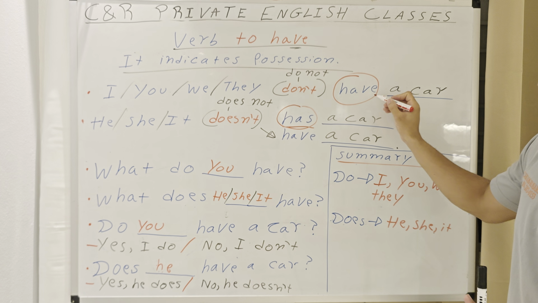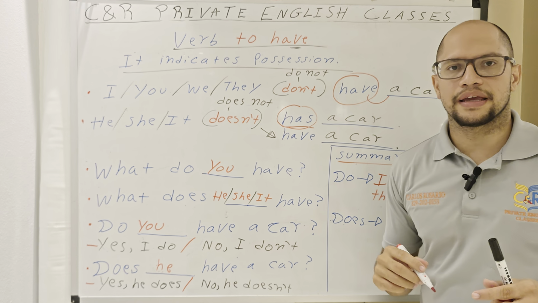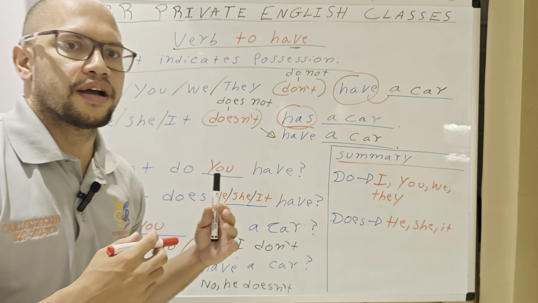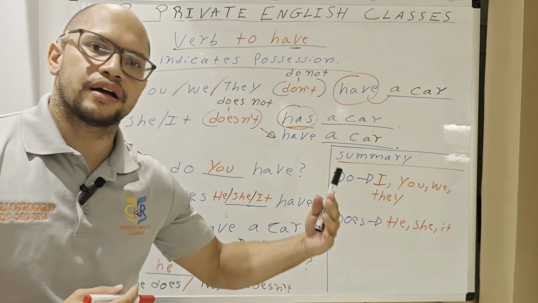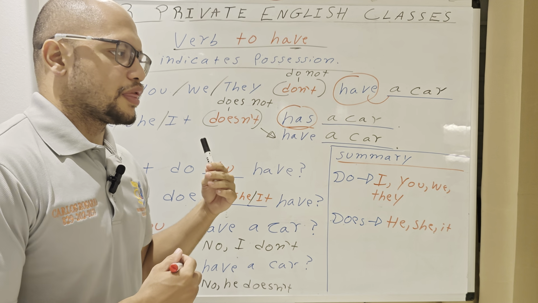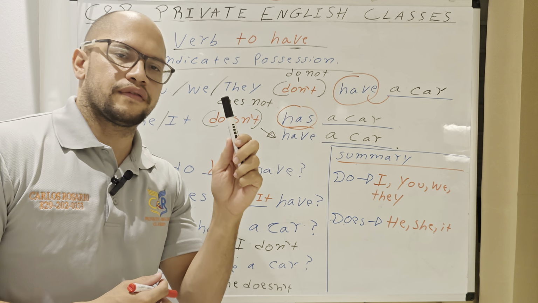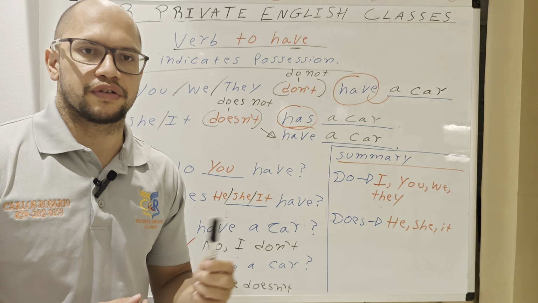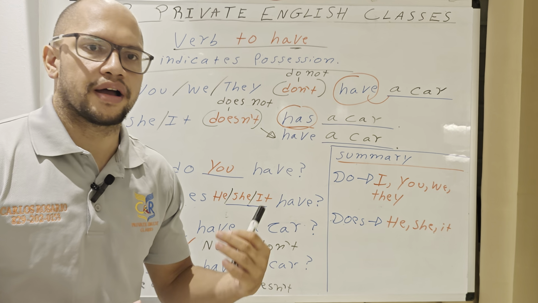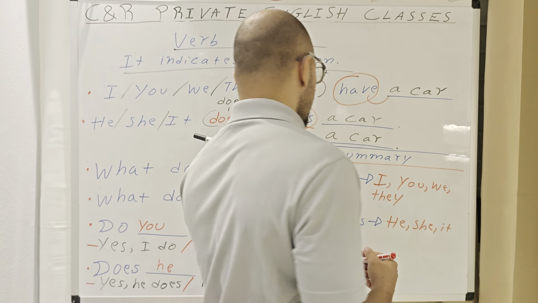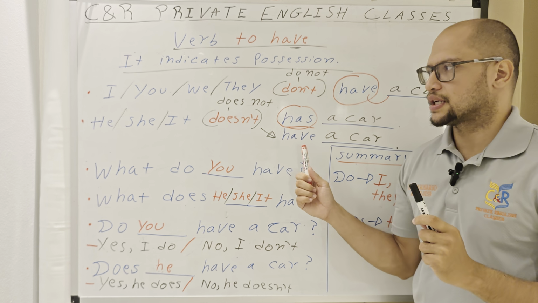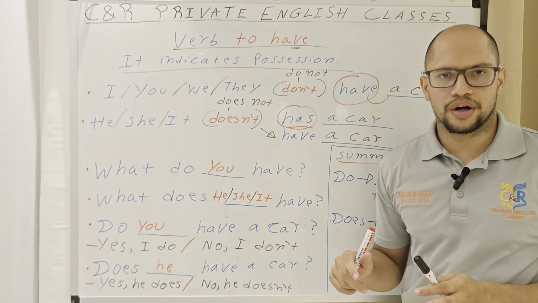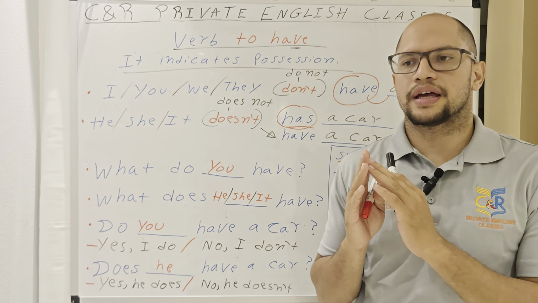And yes, you can make a link here. You can link the sounds and say, I have a car. Have a. They have a car. I have a marker. I have a backpack. I have a cell phone. They have a cell phone. Have a. And also here with he, she, it. He has a car. She has a car.